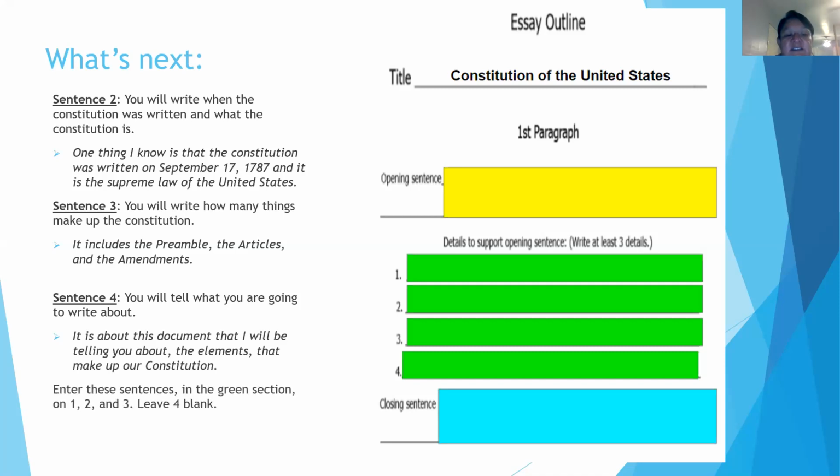Enter these sentences in the green section on 1, 2, and 3 and leave number 4 blank. So that sentence is going to go in there, that sentence is going to go in there, and that sentence is going to go in there. Okay, easy, right? I hope you guys are really realizing how this is going, because next quarter you're going to be doing this on your own. So please pay attention to the way this is all going.